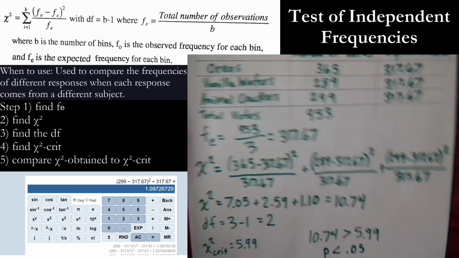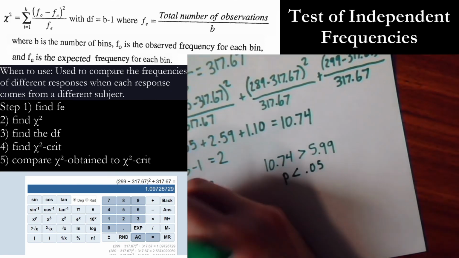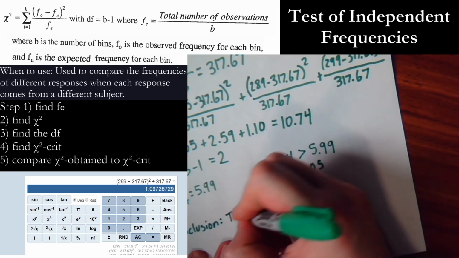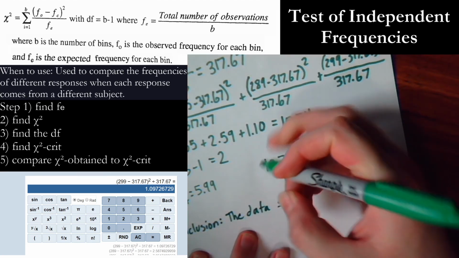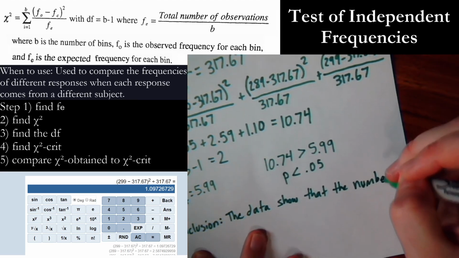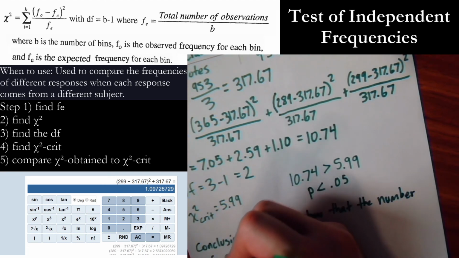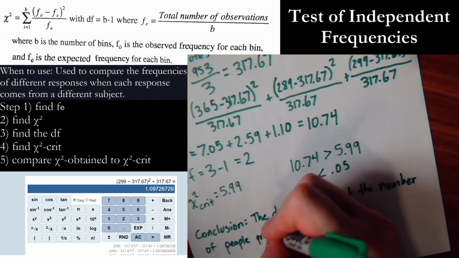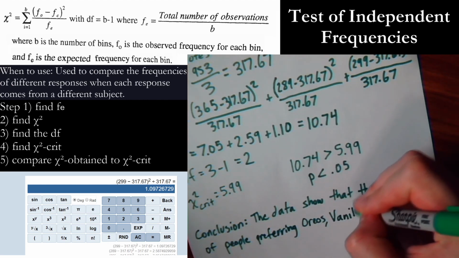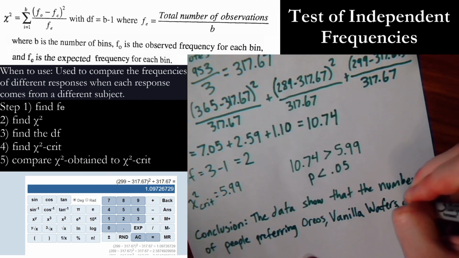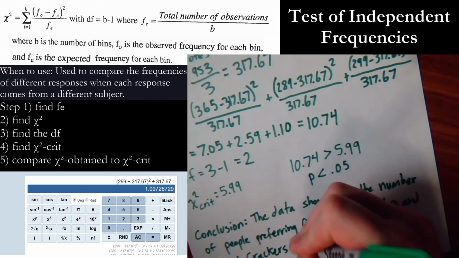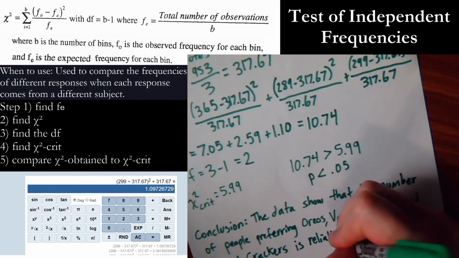Finally, we can write our conclusion. The data show that the number of people preferring Oreos, vanilla wafers, and animal crackers is reliably different.